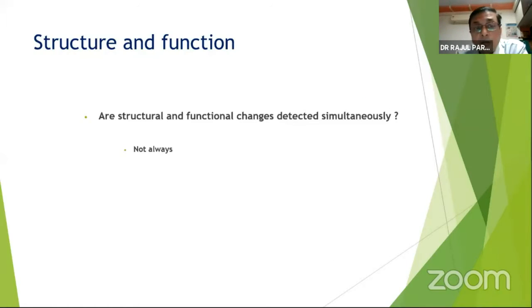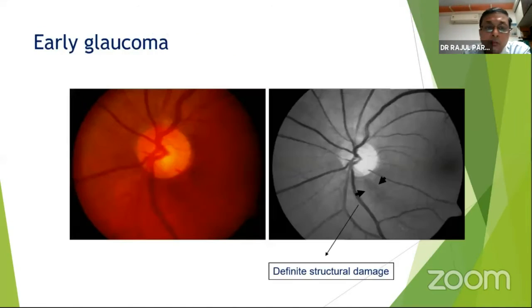The third is whether structure and function changes are detected simultaneously. Again, the answer is no. We have quite a few publications. If you look, this patient has definite inferior RNFL loss, a wedge shape defect very clearly visible.